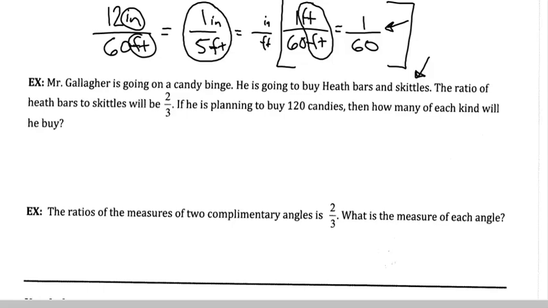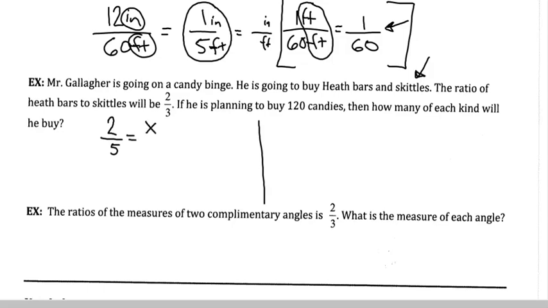Anyways, the ratio of Heath bars to Skittles is 2/3. If he is planning on buying 120 candies, how many of each kind will he buy? I'm going to show you 2 different ways to do this. One way would be saying 2 Heath bars to the total candies, which would be 5. 2 and 3 together make 5.